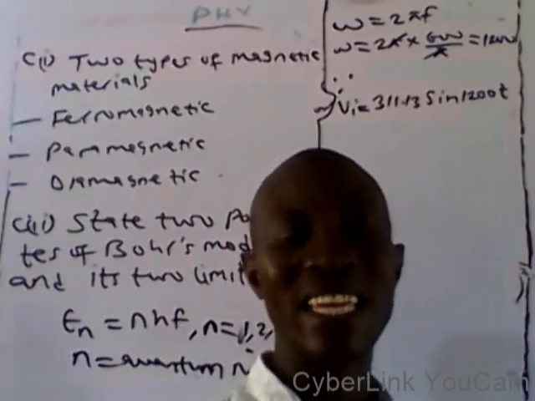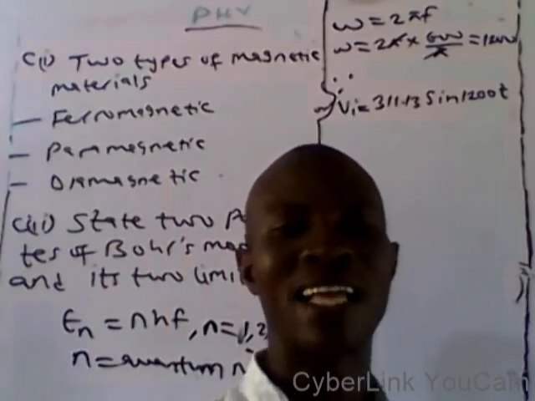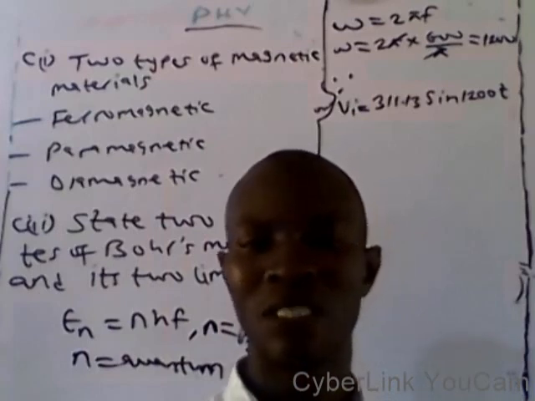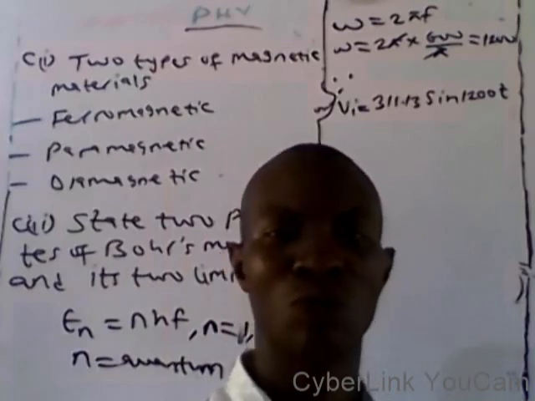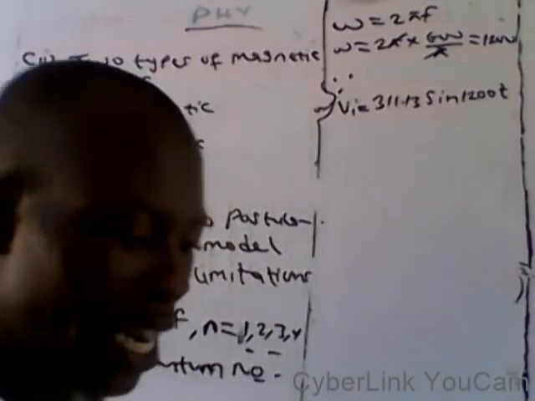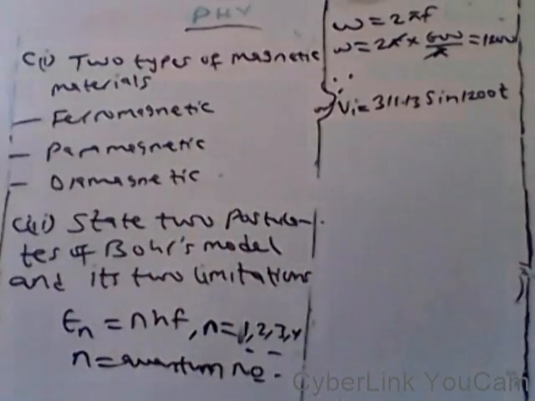So for any higher atomic element, we cannot use the Bohr model, except we use some other model that fits them. So this is where we are going to stop for today's class. By next class, we continue from here. That is question 14.